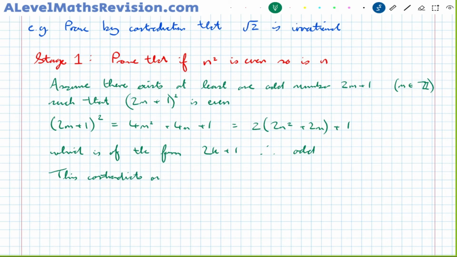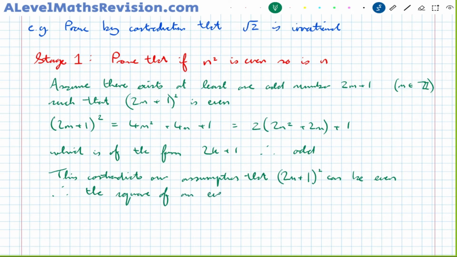This contradicts our assumption that (2m plus 1) squared can be even. Therefore, the square of an even number... go back up to this statement here. If n squared is even, then so is n, is what we were trying to prove.